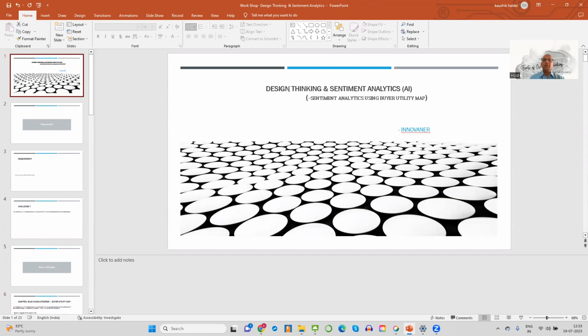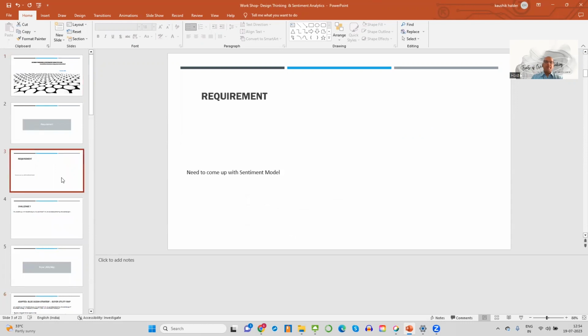Hello, myself Dr. Kaushik, and today we'll be going through the session on design thinking and sentiment analytics. It is basically how a sentiment analytics model is used in a buyer utility map, which is a part of Blue Ocean strategy, and it is also a tool of design thinking. So let us start the session with the requirement.